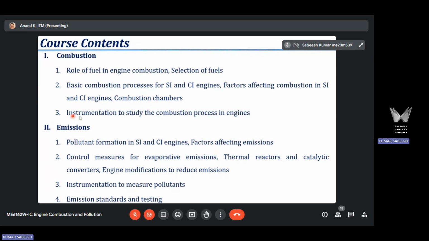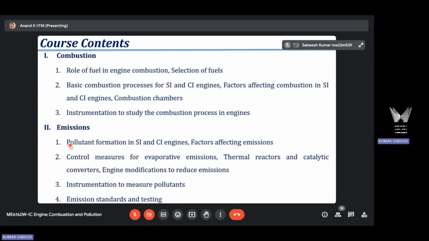The second module is about emissions. Emissions from the engine are the result of the combustion event. The emissions are nothing but the products of combustion. So in the second module, we are going to discuss these combustion products. These are the contents of the second module.